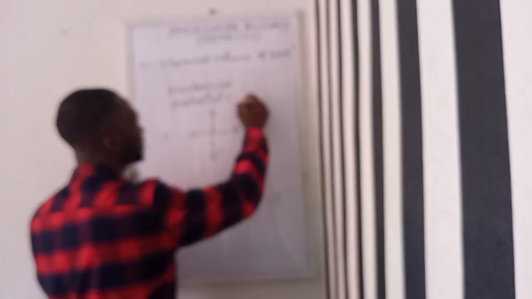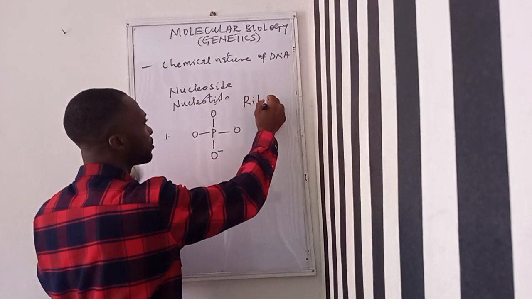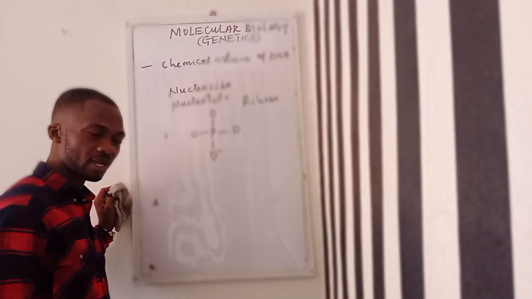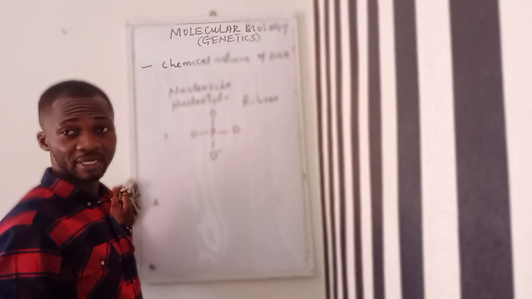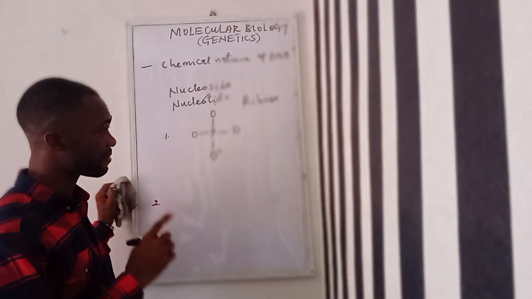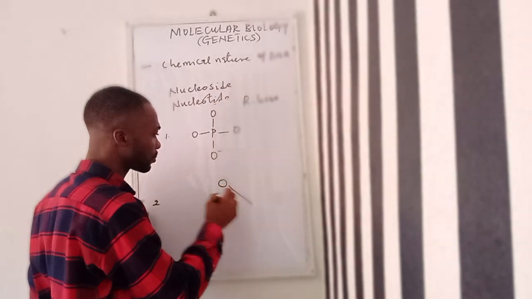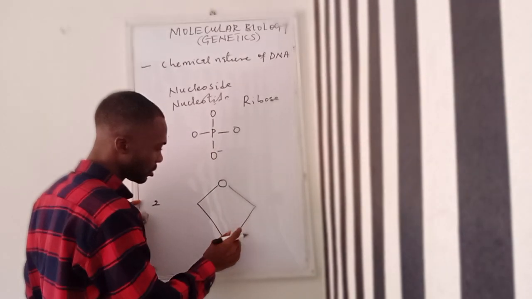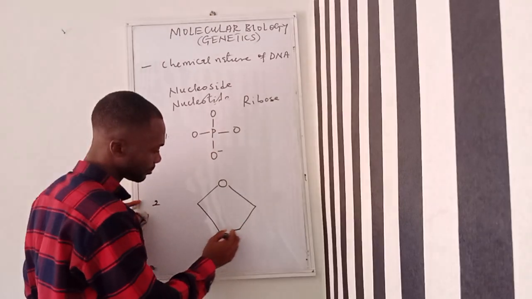And that reminds me, please note that the kind of sugar found in DNA is called the ribose sugar. Ribose sugar means that it has 5 carbon atoms. That's the kind of sugar that has 5 carbon atoms and is found in DNA. And the structure is like this.